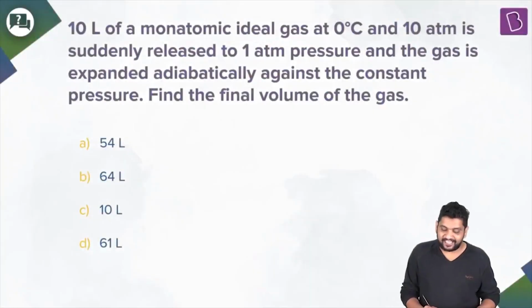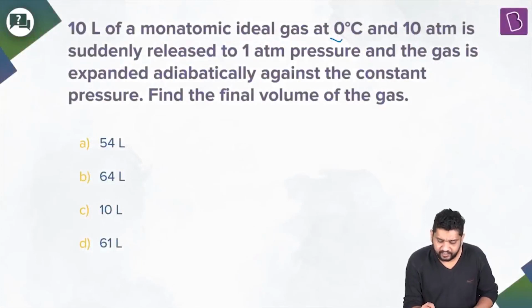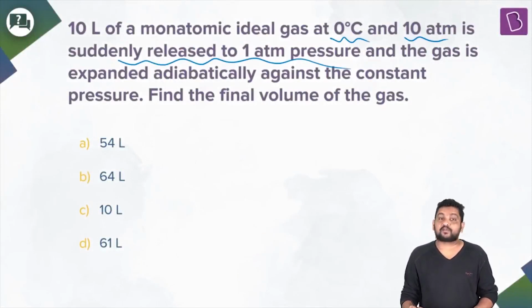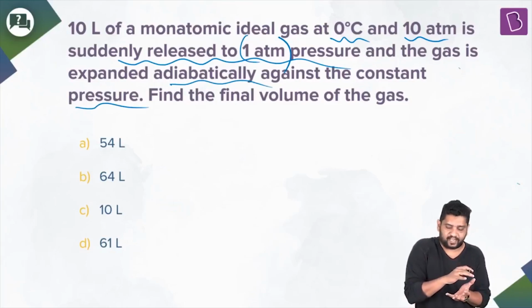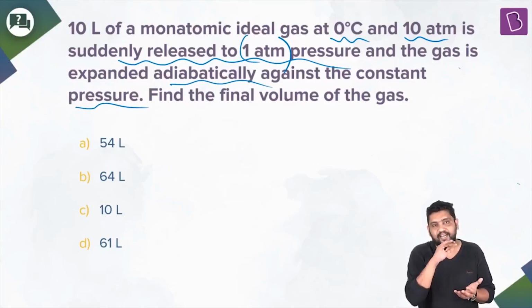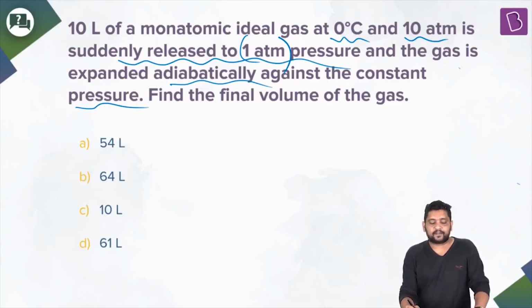Okay, this question says 10 liters of a monoatomic ideal gas at 0 degrees C and 10 atmospheres is suddenly released to 1 atmosphere pressure, and the gas is expanded adiabatically against the constant pressure. What is that constant pressure? 1 atmosphere. Right? So it was at 10 atmospheres and 0 degrees C and it had 10 liters, but suddenly it is expanding against 1 atmosphere. Find the final volume of the gas, right?